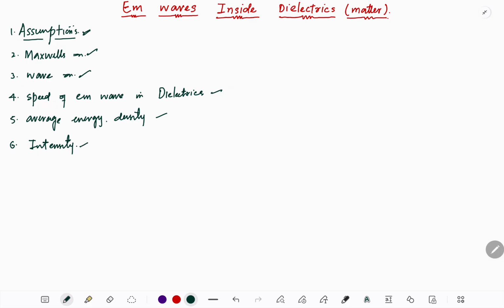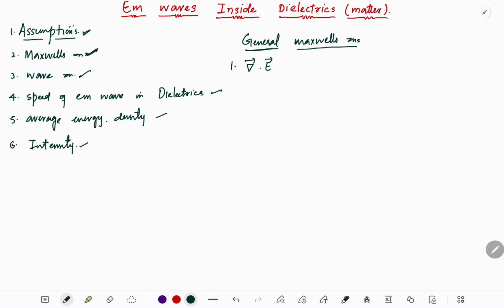Now, before going into the assumptions and then writing the Maxwell's equations, then writing the wave equation, let me tell you a different thing, that is general Maxwell's equations. Then you'll understand this point easily, how the Maxwell's equations change when we apply the assumptions. Before going into the actual topic, let me recapitulate certain things. So first, general Maxwell's equations.